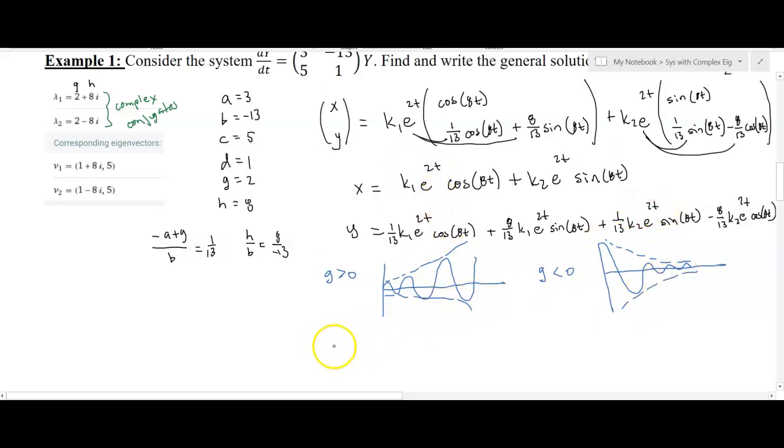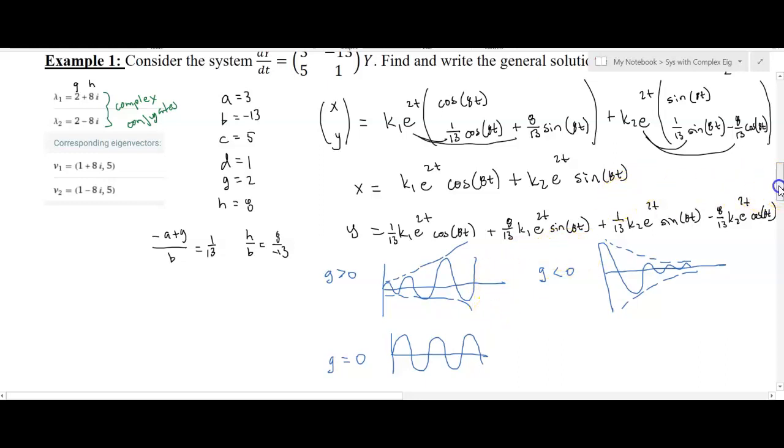Now, one other case, what if g is 0? Well, if g is equal to 0, that means the exponential piece is e to the 0, and you're just left with 1 times cosine 8t, 1 times sine 8t, with a k1 and k2 in there, of course. Those will just control initial conditions. But with g equals 0, the exponential piece is just 1, and so there is no exponentially changing sinusoid. It just oscillates. It's basically the equivalent to saying no damping at all in a spring mass system.